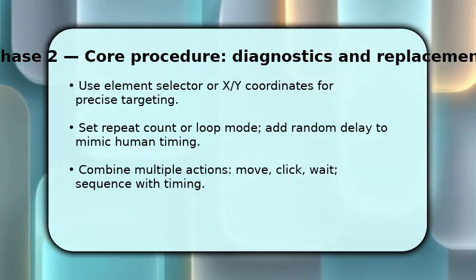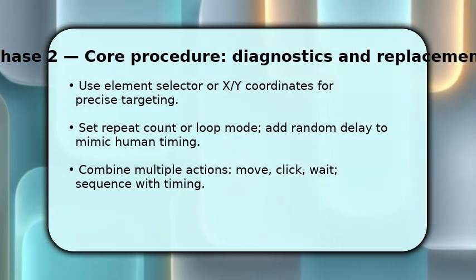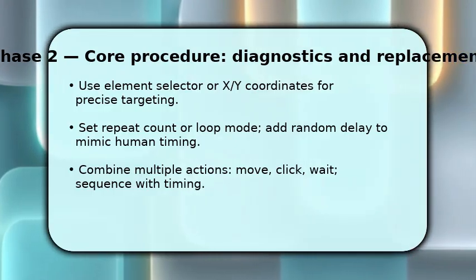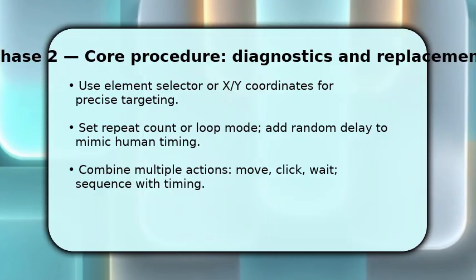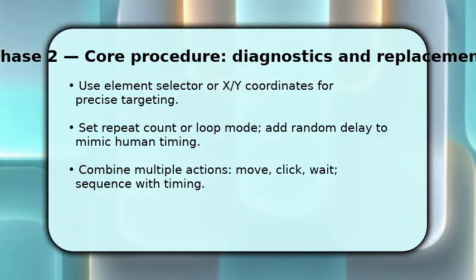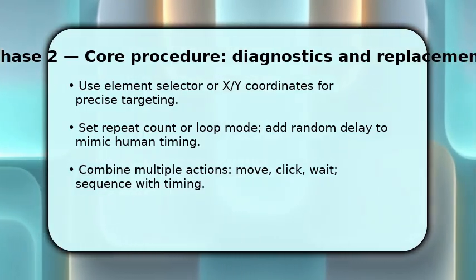Make sure to add slight randomization to delays so timing looks natural. This reduces false positives. Also combine optional actions like scroll or move before clicking. Test the sequence at low speed. You are ready to run the automation.